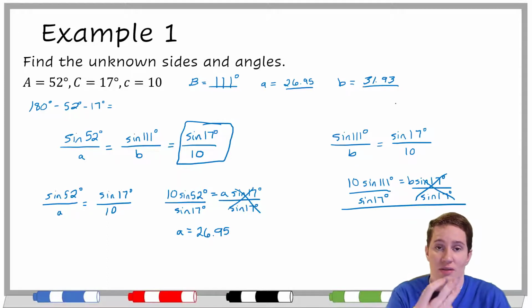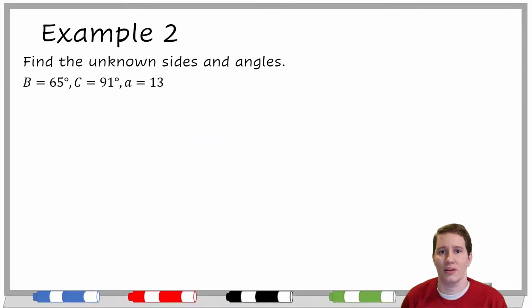So there we go. They gave us 3 pieces of information. We found 3 pieces of information. So that's all there is to it. All right, let's do another example.